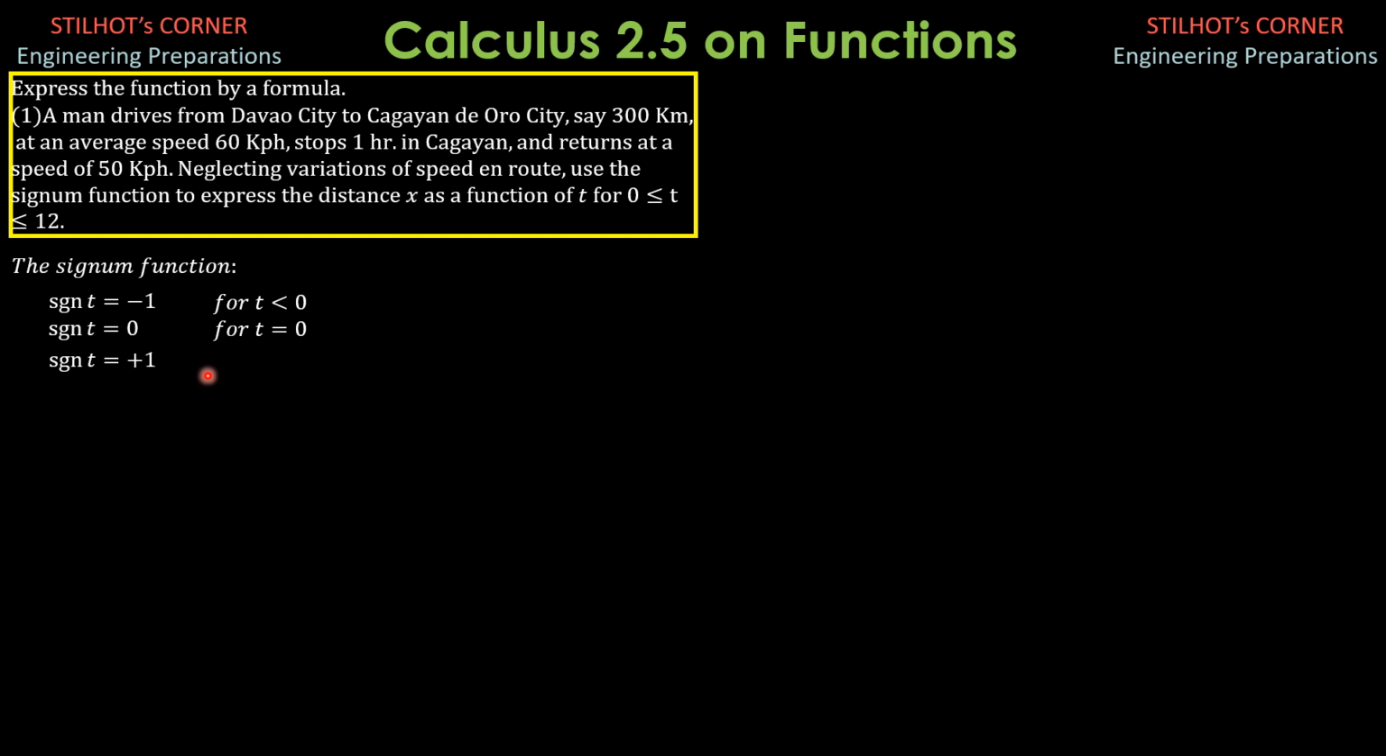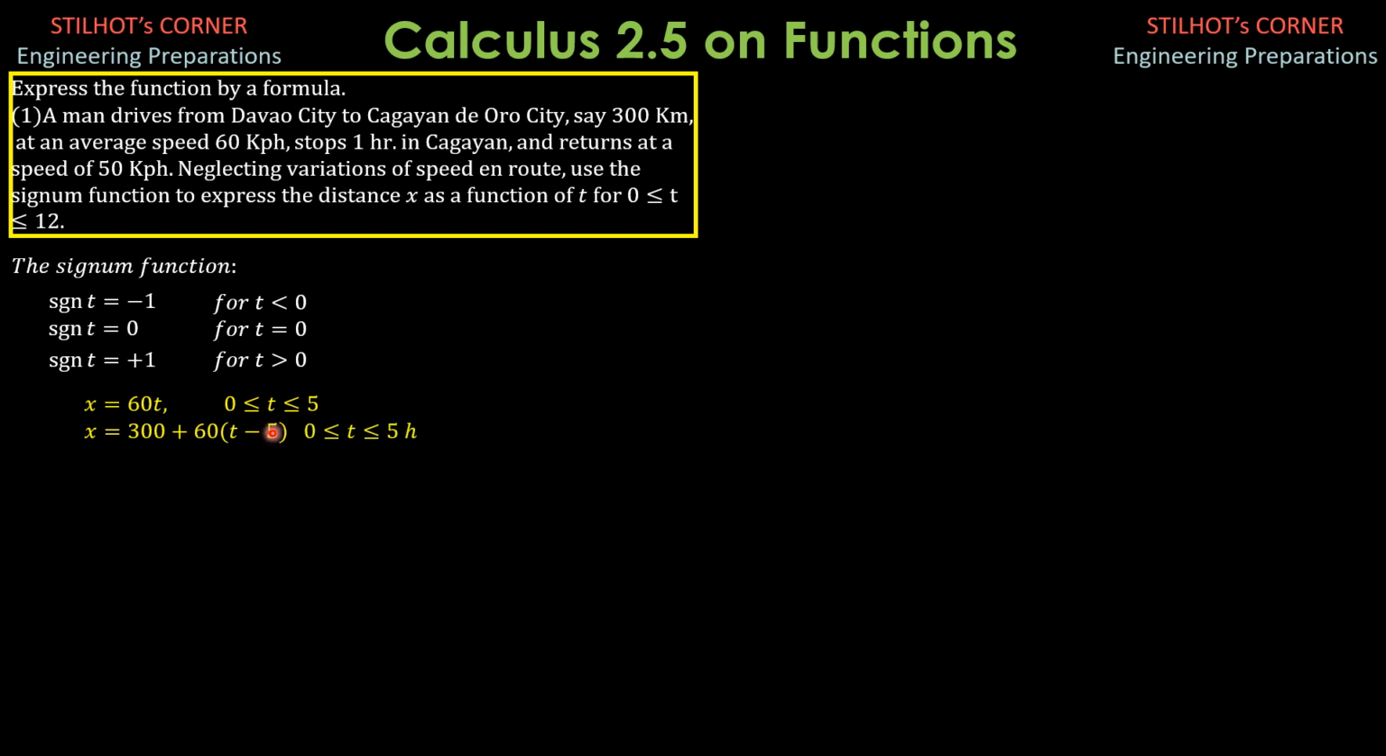And the distance from Davao, when the man drives at an average speed of 60 kph, is from distance equals speed times time, because the speed is constant. So it is represented by distance x equals speed times time, 60 times t for 0 ≤ t ≤ 5. But another way of expressing it is x equals 300 plus 60 times quantity t minus 5.